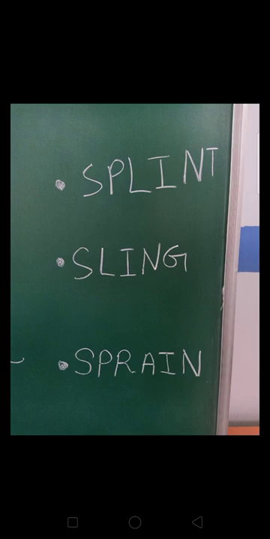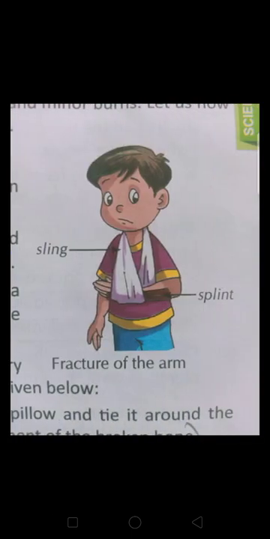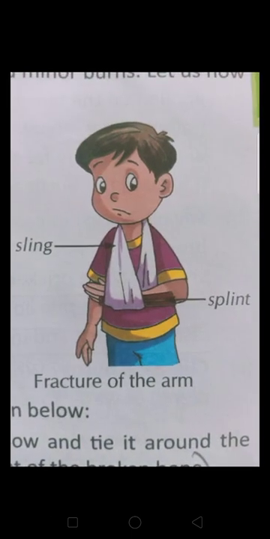Now, what is the purpose of splint? It prevents the movement of the broken bone. Okay, let's see in the diagram. This wooden piece or a magazine will act like a splint because it will provide proper support to the broken arm and it will also prevent its movement. So there is no further damage in the bone.